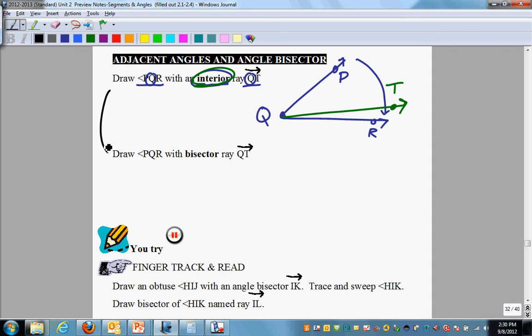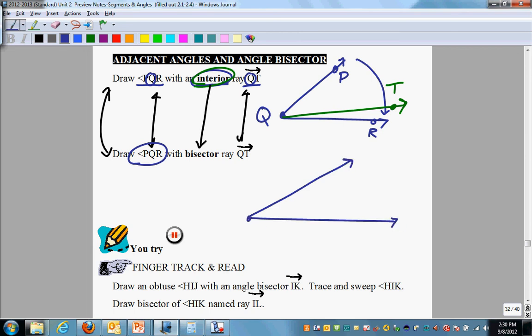So look at these two sentences. Notice they are exactly the same, except I swapped out the word interior and wrote bisector. Bisector means to cut exactly in half. So if we have an angle PQR again, Q's a vertex because it's in the middle, P, Q, and R, with a bisector. Bi means two, sect means cut in half. So we cut this angle right in half down the middle, and we call that QT. Now that's a bisector.